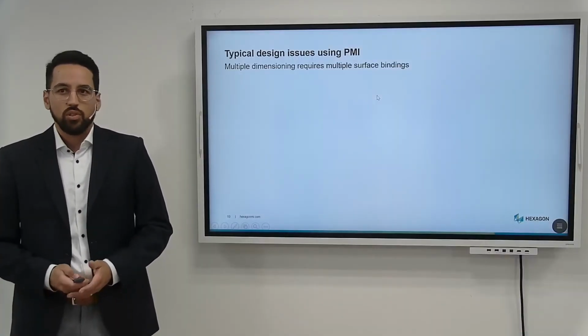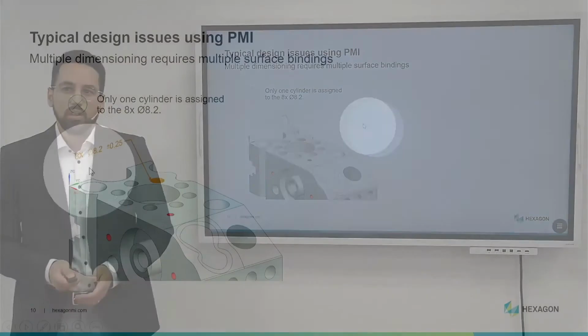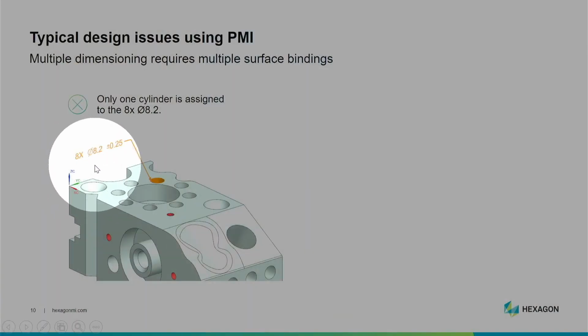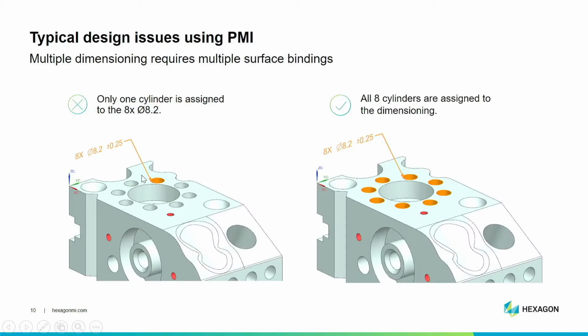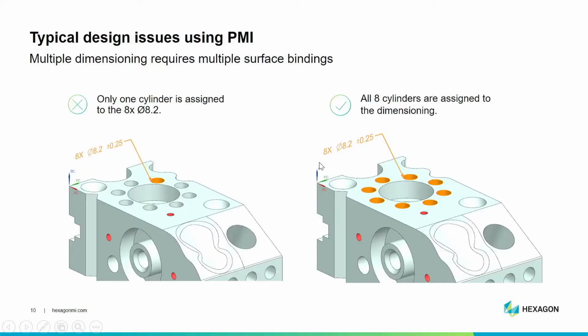Next, when it comes to multiple dimensioning, we also have to add multiple surfaces. Not like this example, where we have an 8 times 8.2 diameter, and the PMI is only associated with one cylinder. We have to make it like here on the right-hand side, where all the cylinders are attached to our PMI.